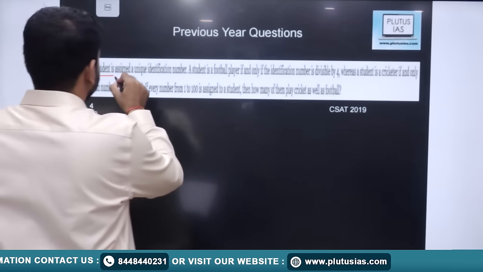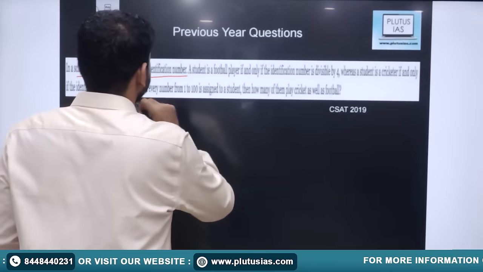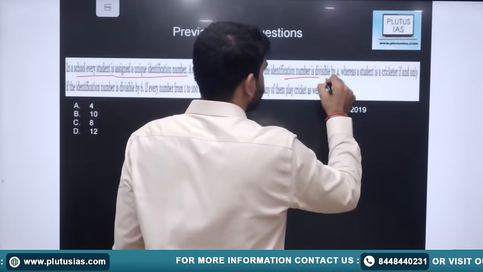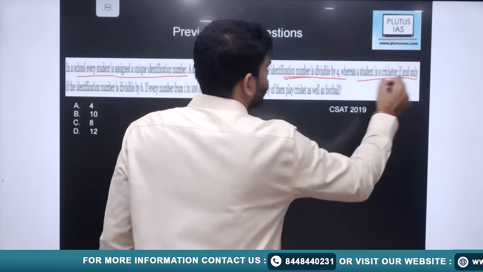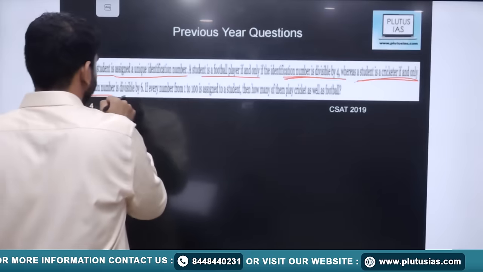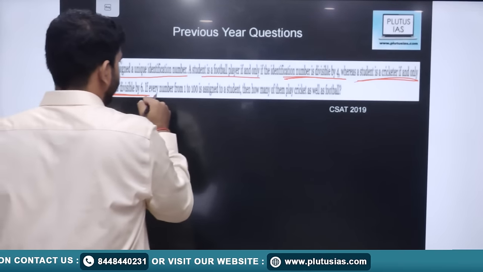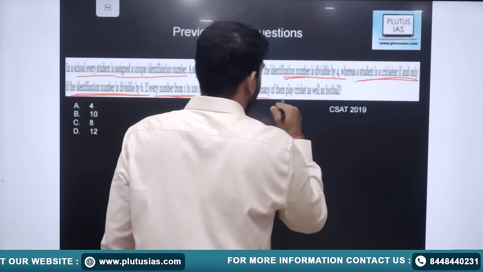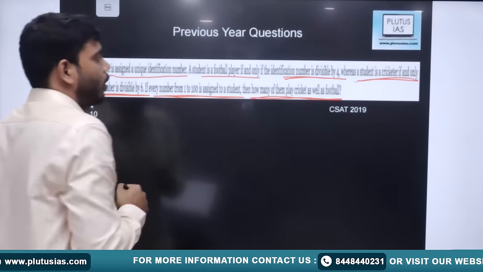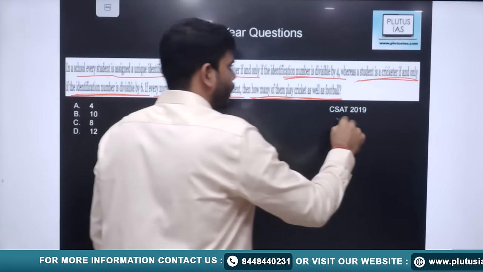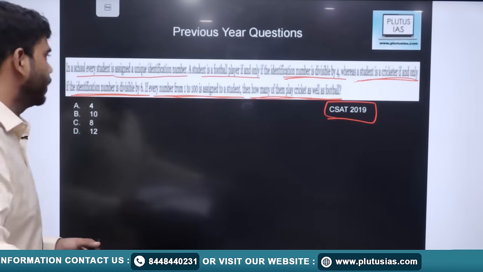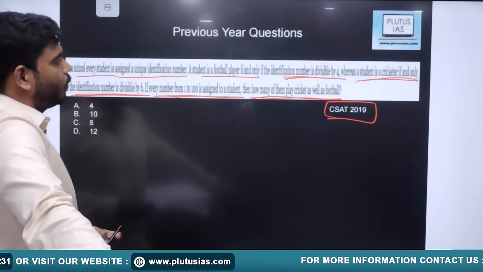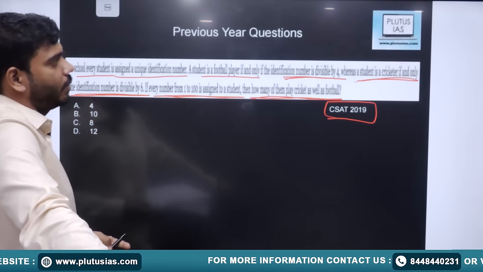In a school, every student is assigned a unique identification number. A student is a football player if and only if the identification number is divisible by 4, whereas a student is a cricketer if and only if the identification number is divisible by 6. If every number from 1 to 100 is assigned to a student, then how many of them can play cricket as well as football? This is a very, very simple question. This was asked in 2019. I'll repeat the question again. In a school, every student is assigned a unique identification number. A student is a football player if and only if his identification number is divisible by 4.